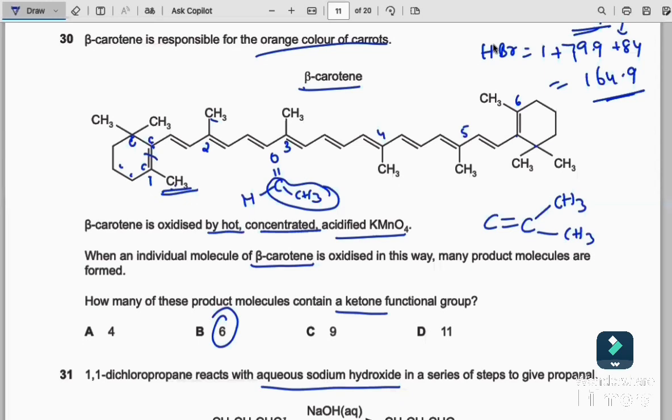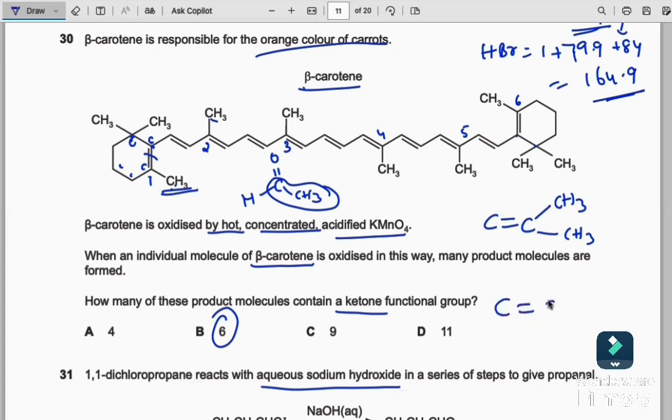Beta carotene is responsible for the orange color of carrots. Beta carotene is oxidized by the hot concentrated acidified potassium manganate. And you know that potassium manganate is a strong oxidizing agent, and it will help to oxidize to produce different products like ketones, carbon dioxide, carboxylic acid, like that. When an individual molecule of beta carotene is oxidized in this way, many product molecules are formed. How many of these product molecules contain a ketone functional group?